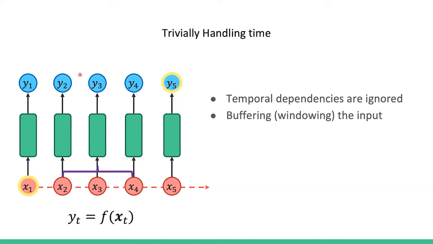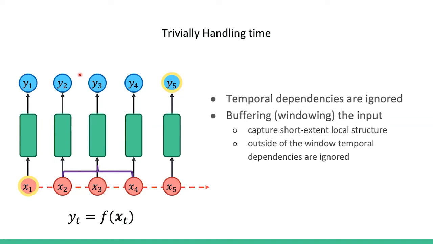But of course there are downsides, like I need to know in advance what is a sufficient length of this window. And apart from this, we also typically have over-parameterization, so we increase the number of trainable parameters. The point is that it is difficult using this approach of buffering or windowing to capture the long extent structure of the temporal information, because you can capture only short extent local structure in the time series, and outside of the window, the temporal dependencies are still ignored.